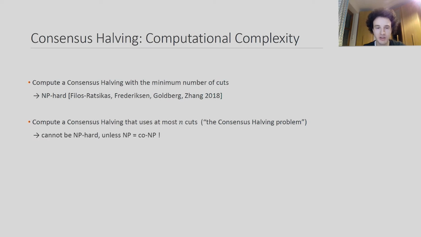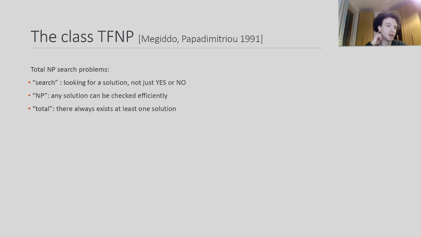Now, the interesting thing about this problem is that it cannot be NP hard unless NP equals co-NP. In other words, it's unlikely to be NP hard. And let me quickly explain why. So the reason is that the consensus halving problem lies in the class TFNP. The class TFNP is the class of all total NP search problems.